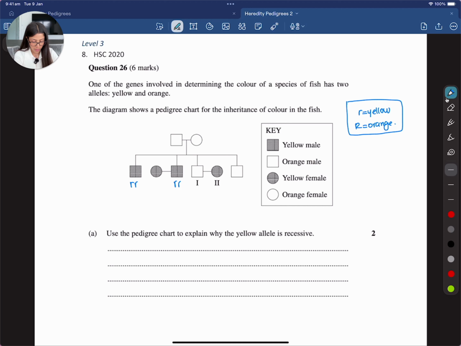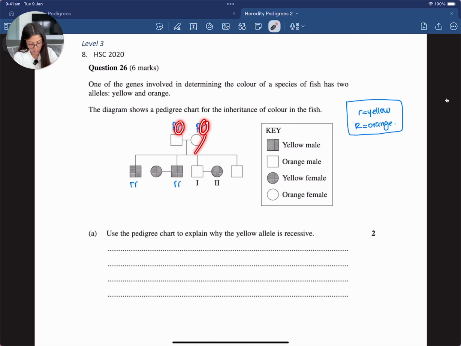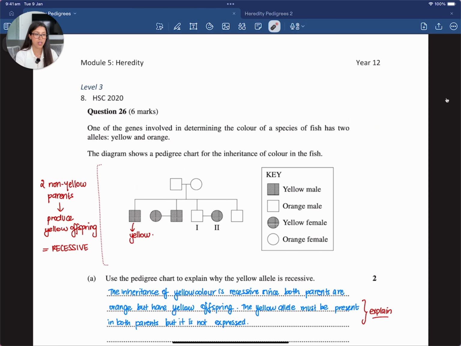The only possibility for this would be if the parents are heterozygous. So the dominant orange allele, which is the capital R, is being expressed, but the recessive allele that gives you the yellow phenotype is going to be passed on to these offspring that are expressing it. So for 2 marks, my explanation would be that the inheritance of yellow color is recessive, since both parents are orange, but they have offspring that are yellow. The yellow allele must be present in both parents, but it is not being expressed, and instead it would be passed down to these offspring.